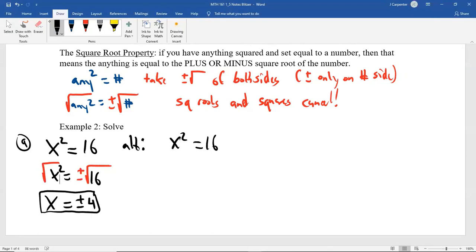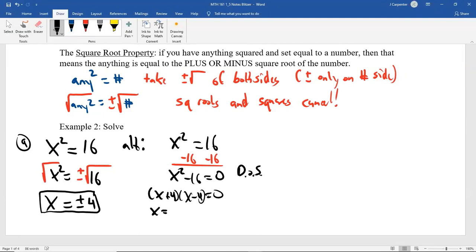Here's an alternative way that this could have been solved, using what we did in the last pair of examples. Instead of using the square root property, you could move the 16 over to the x squared side. You can solve this by factoring. You get x squared minus 16 is equal to 0. This is a difference of squares, where your a is x and your b is 4, so you go x plus 4 times x minus 4 equals 0.